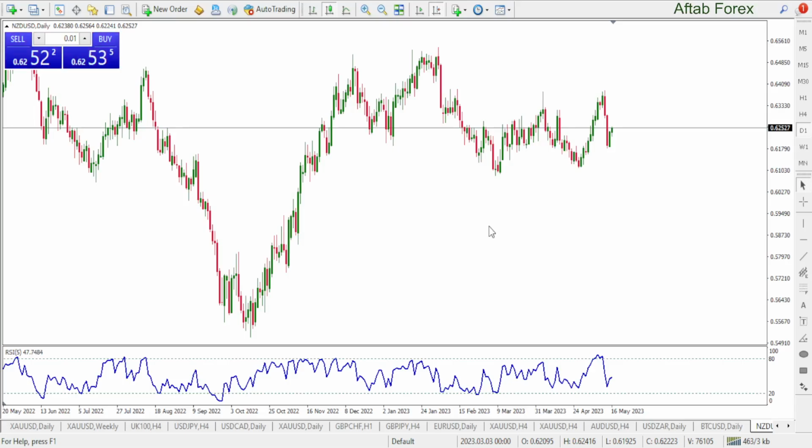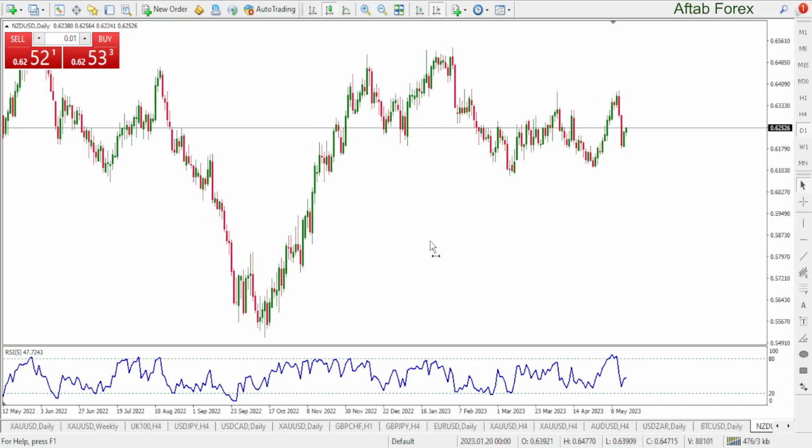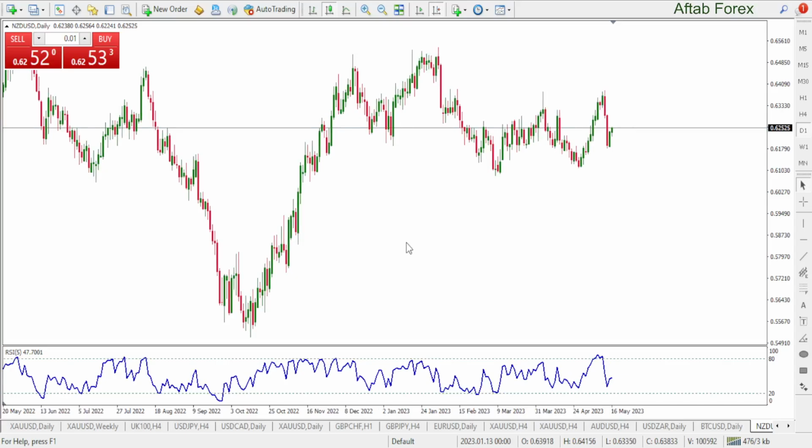Today is 16th May 2023, and half of the month is still left. So let's see if we can find some good trading opportunities that we can trade and make good profits out of them.